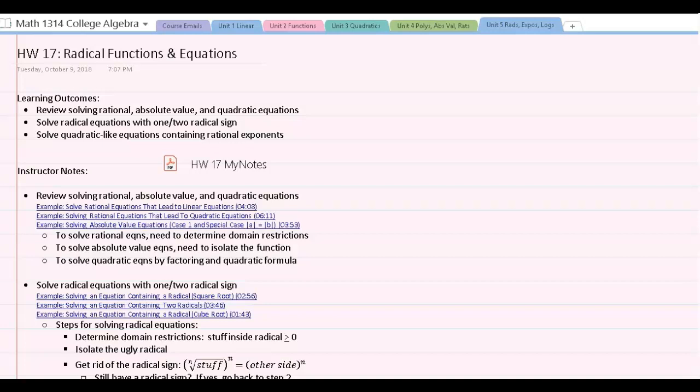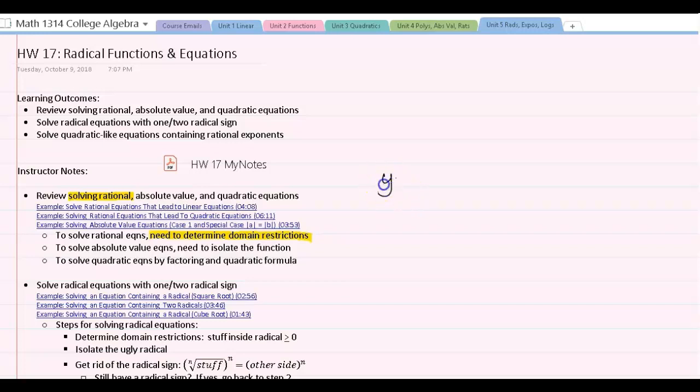To begin, we want to make sure that we know how to solve rational equations, and the big thing about that is that we need to know how to determine domain restrictions. We're going to do the same thing when we talk about radical equations.